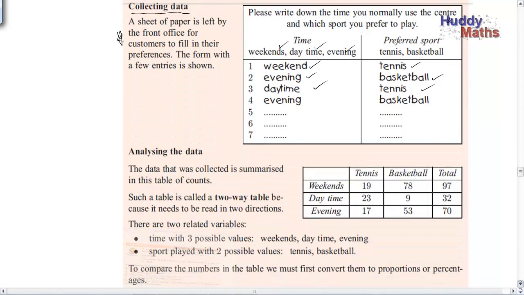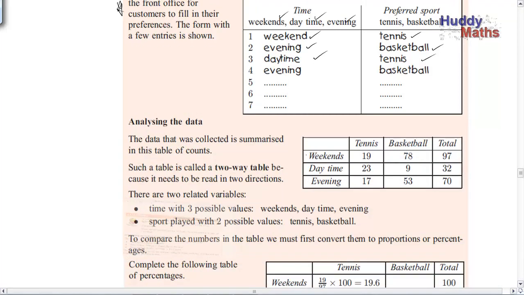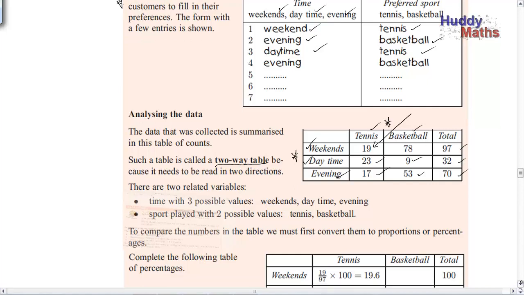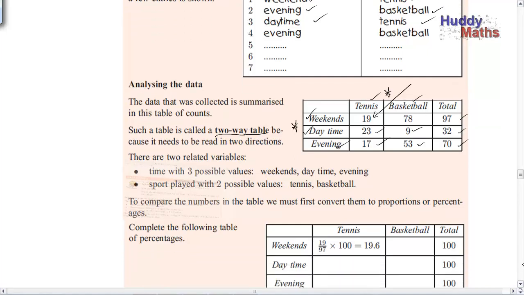So let's have a look at the groups. You can put it in a table. Okay, so here's weekends, tennis, basketball. Daytime, tennis, basketball. Evening, and so it's summarised nicely there, and the total number of people using it weekends, daytime and evening has been summarised there. This is called a two-way table, because you've got to read it in 2 directions. There's a variable listed here and another variable there. Both categorical variables, aren't they? Each entry is the number of people representing those 2 categories. So you can see here all of it is categorical data. 2 related variables, here we are, time and what you play. Okay, so there are 6 possible combinations.